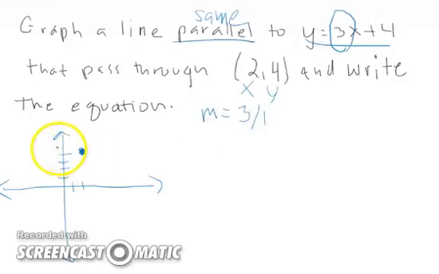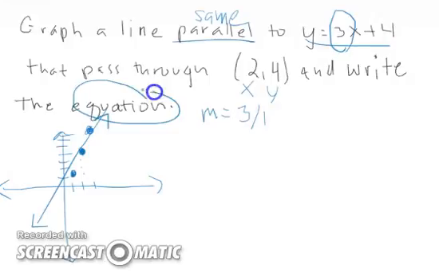I'm going to go up 3, 1, 2, 3, and over 1. I could do the same thing going down 3, and back 1. So there's the graph of the line. I kind of messed up on going through those points, but I hope you get the idea. Now I want to write the equation. I'm given a slope and a point, so I want to put this into point-slope form.